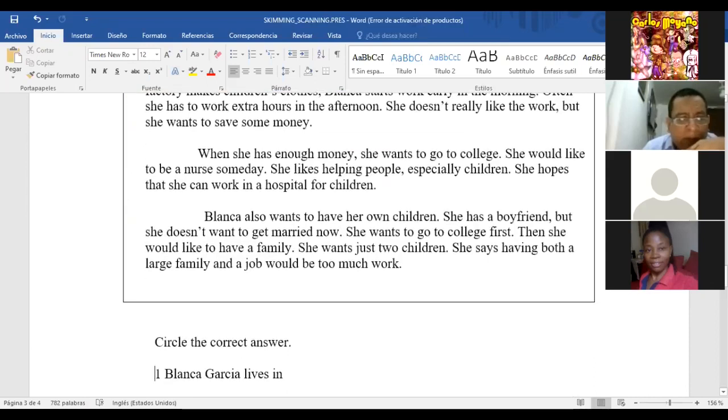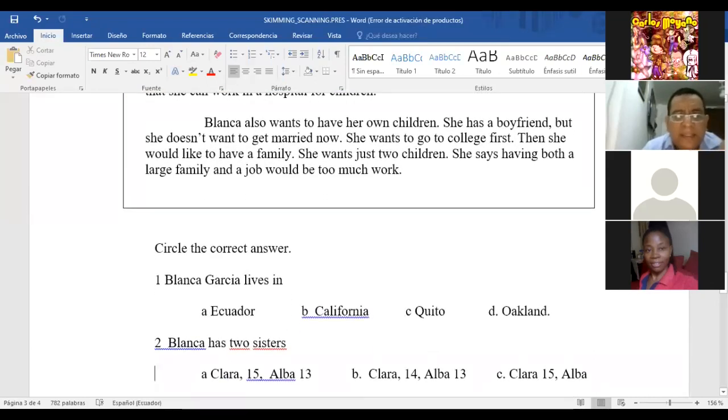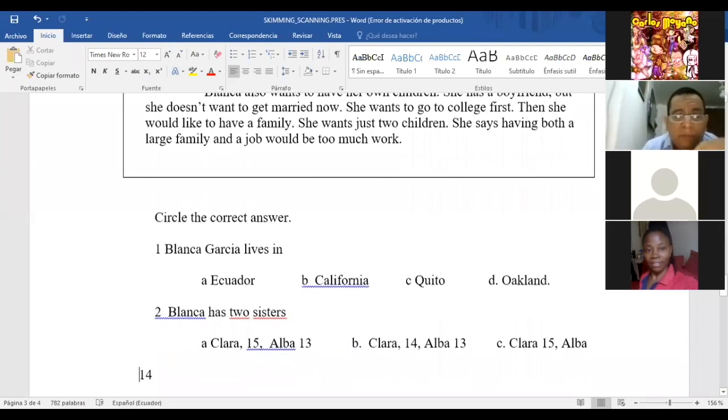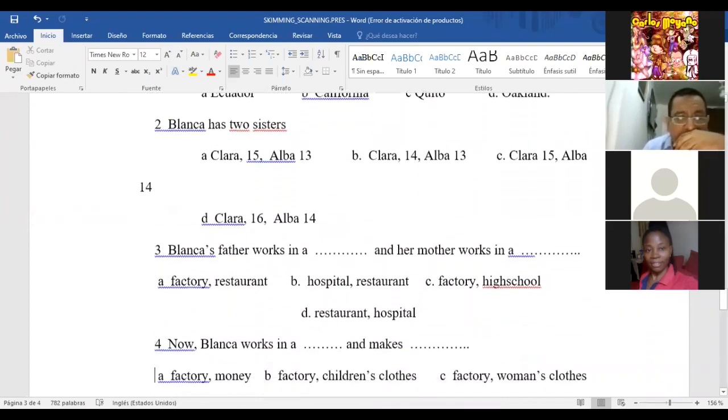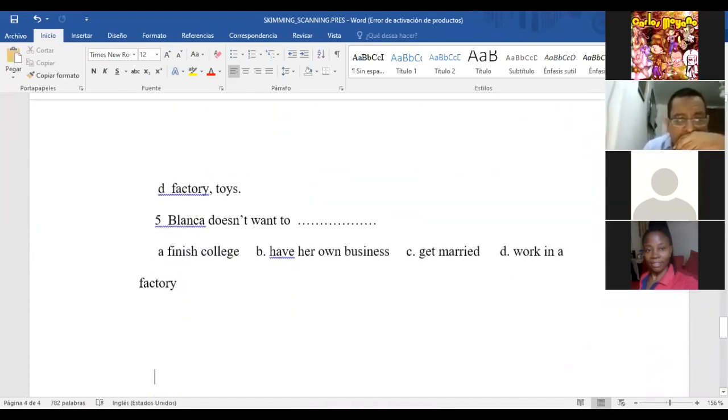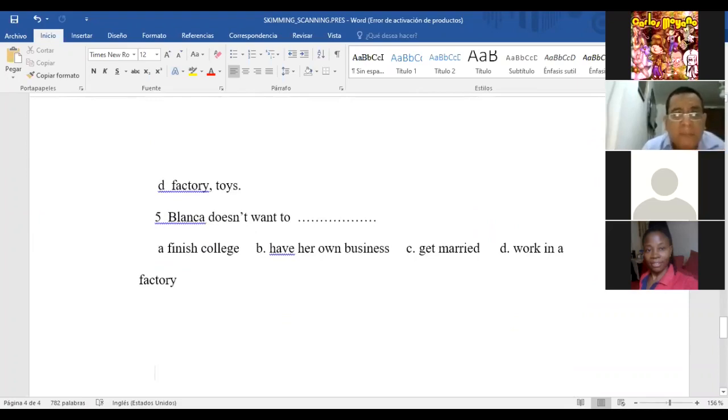Okay? And the instruction is a specific information, adjective, nouns, numbers, specific dates, okay, things like that. It's a standardized test with multiple choice that you can use when you want to make your students use scanning, okay? So you can observe the different activities that I am presenting you, okay, at this moment.